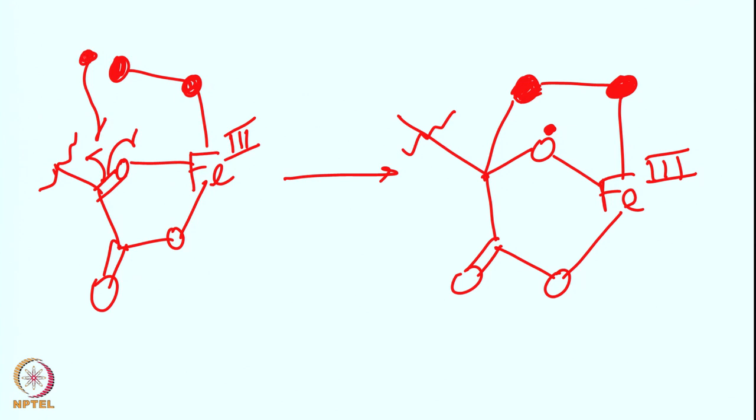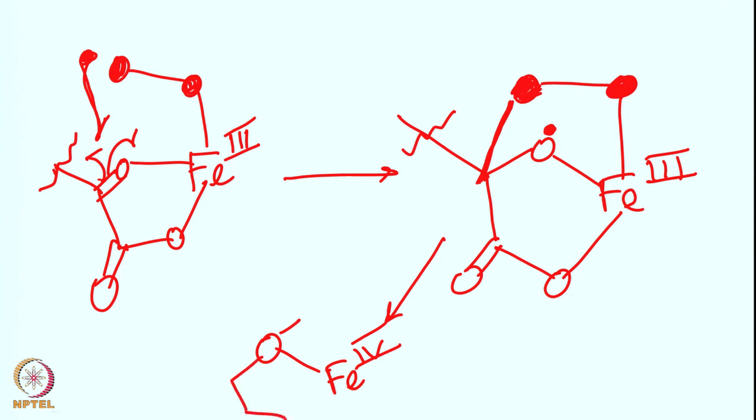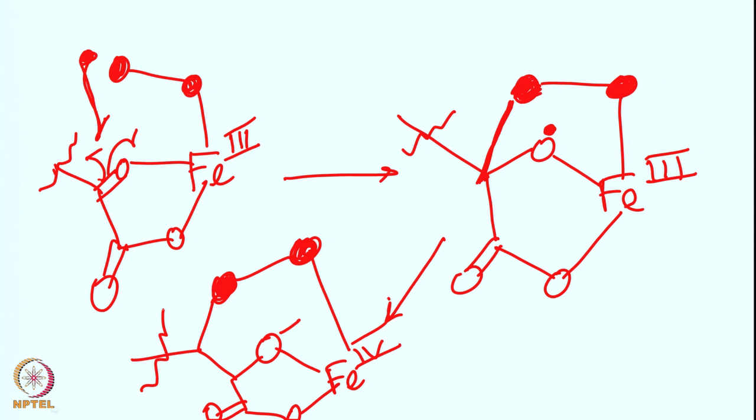So, this O dot over there is attacking and forming this radical and that radical forming in this bond, right. This is the new bond formed and this is the radical that is coming over there. This radical then picks up one more electron from this iron 3 overall to give you this center as iron 4, and this oxygen becomes O minus along with formation of this alkyl peroxo intermediate, right.